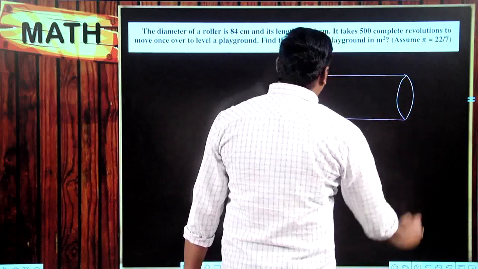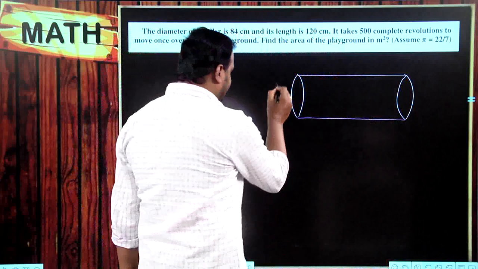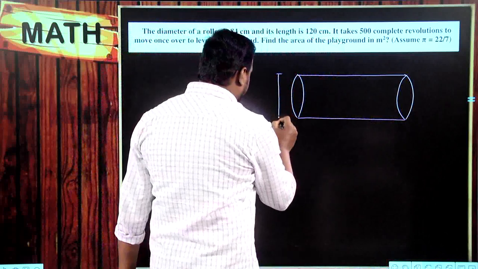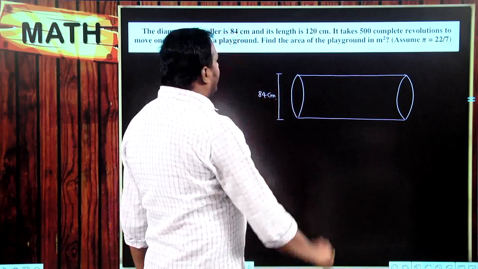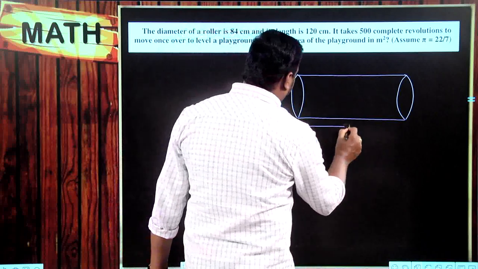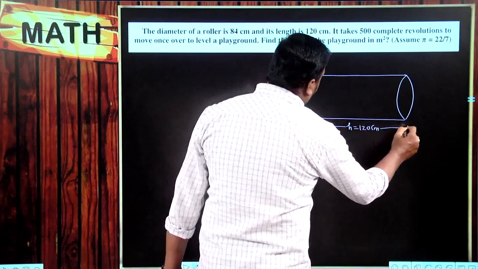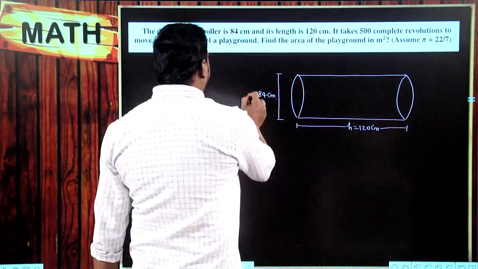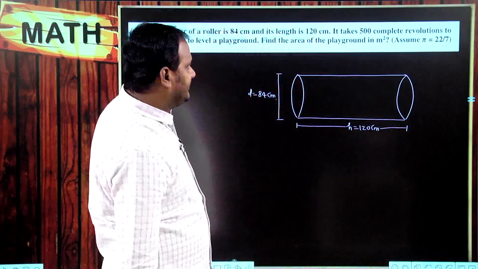And what are the dimensions of the roller given here? The diameter of the roller is 84 centimeters. So, this is the diameter. The diameter is going to be 84 centimeters, and its length is 120 centimeters. So, this is the length of the roller, which is nothing but the height, equal to 120 centimeters. Okay? So, diameter is equal to 84 and the height of the roller is equal to 120 centimeters.